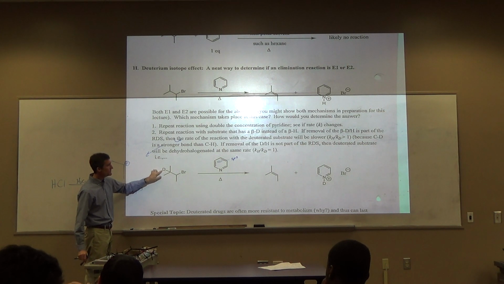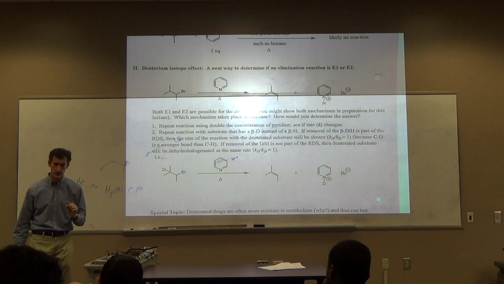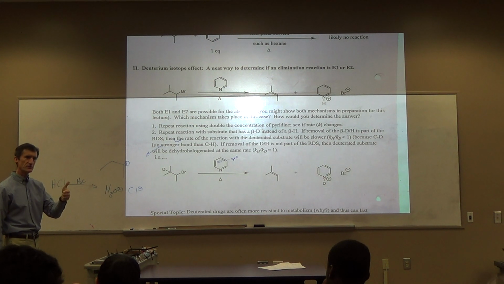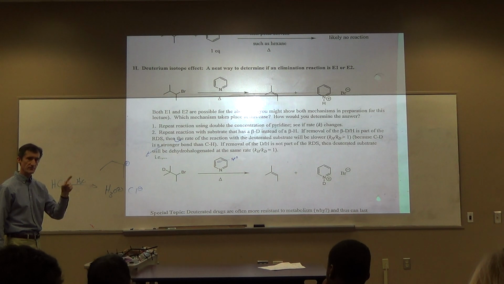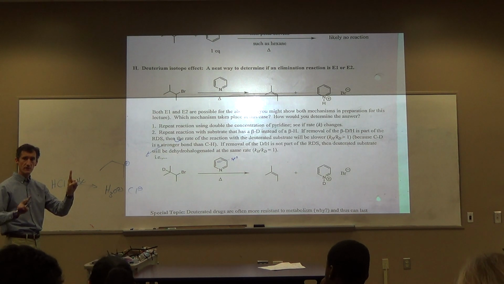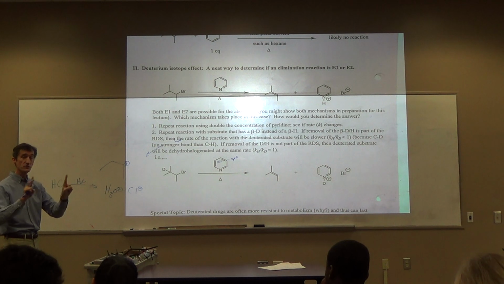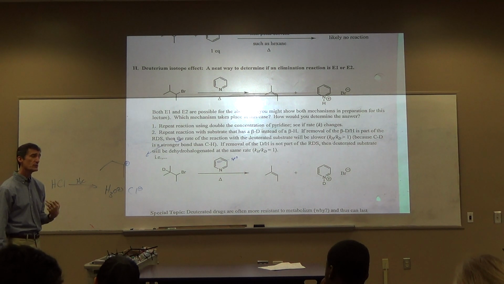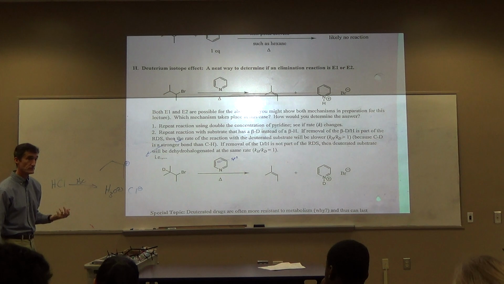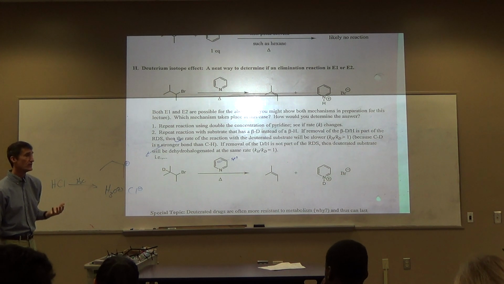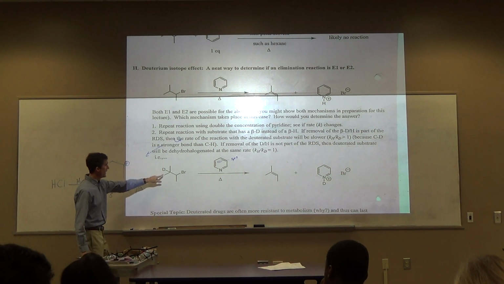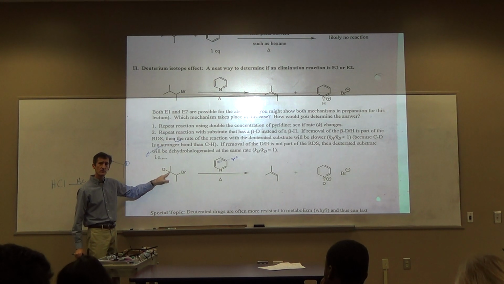Now, a CD bond is stronger than a CH bond. The mass of deuterium is 100% greater than the mass of H. Mass of H is 1. Deuterium has a mass of 2. It's 100% greater. It's a huge difference. And strengths of bonds do relate to mass of atoms. That's never really talked about. It's just a mass effect. That bond is about, I think, 7 times stronger. Not sure. Think about it. It is stronger.